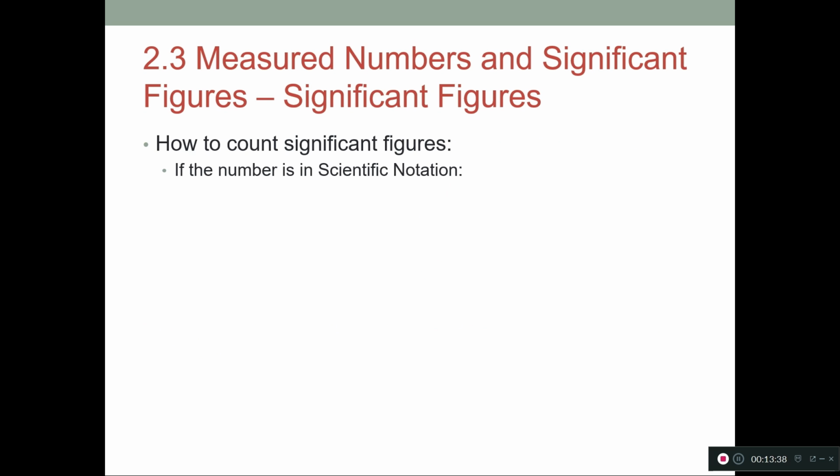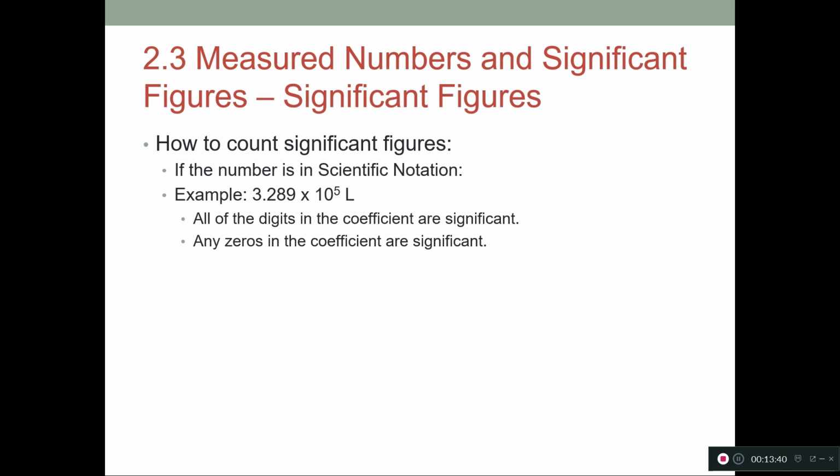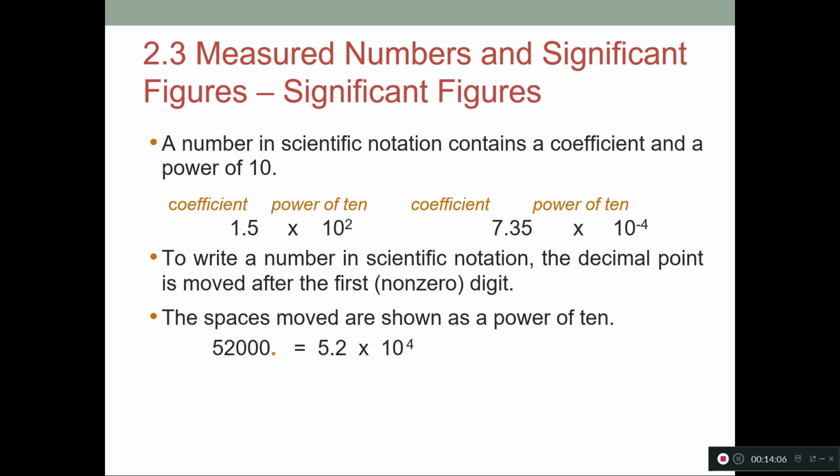And if we have a number that is in scientific notation, so that looks like this, where we're multiplying it by 10 to some power, then all the numbers that are in that coefficient before the 10 to some power are going to be counted as significant. So even if we have zeros there, those would count as significant. So in a way, that's one of the ways that scientific notation is actually quite nice, because we just know that any digit that's shown in that coefficient is going to be counted as significant.